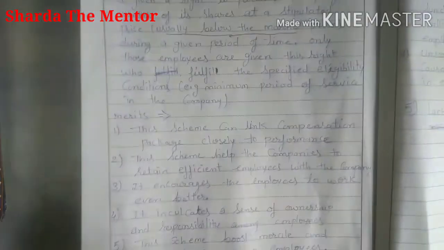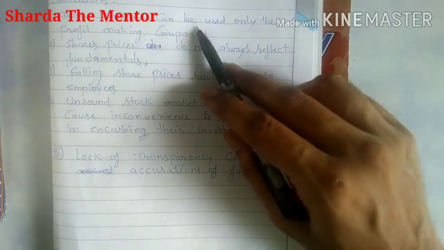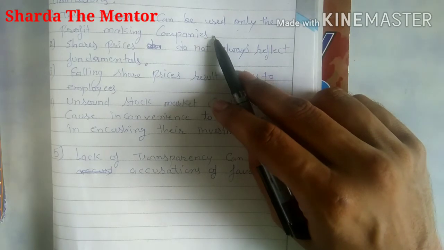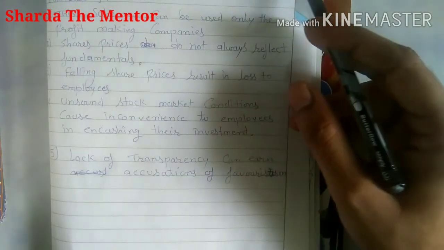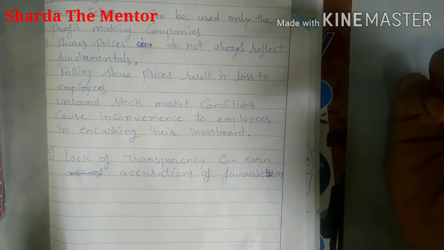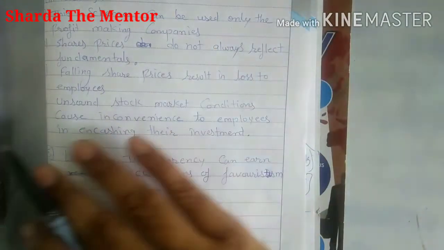Next point is the limitations. When we talk about limitations, this scheme can be used only by a profit-making company. Only a profit-making company can use it, because if the company is making a loss, it is not beneficial for the company to distribute its shares to the employees, and obviously employees won't like to take shares of a loss-making company.